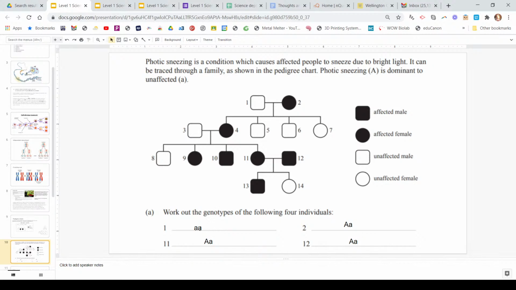So individual number 1 is, what have I got here, is affected. I'm just looking at my answers here, and I'm actually thinking those don't look quite right. Number 1 is, no, that's correct, yep. So number 1 is unaffected, and so to be unaffected they cannot have a capital A, so they must be homozygous recessive. Homozygous just meaning that both of the letters are the same.